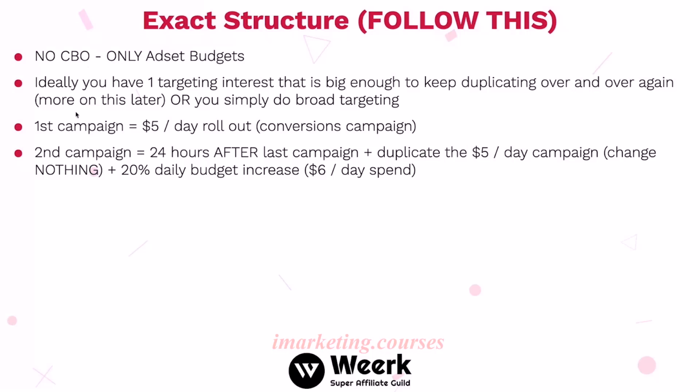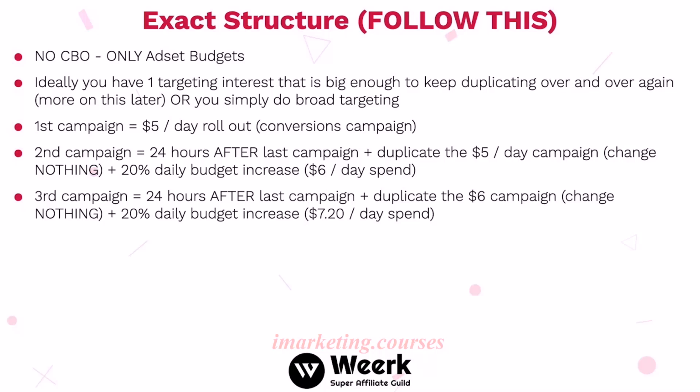You're going to duplicate the original, or the first campaign. But when you duplicate this campaign, the one that you set to $5 a day, you're not going to change anything on it except the budget. And the budget is going to be compounded 20%. So that means you're going to take 20% of the daily budget, which in this case is $5. So 20% of $5 is $1, and then you're going to add it onto the $5, so it would be $6. Then the third campaign is 24 hours after the second campaign, and so on.